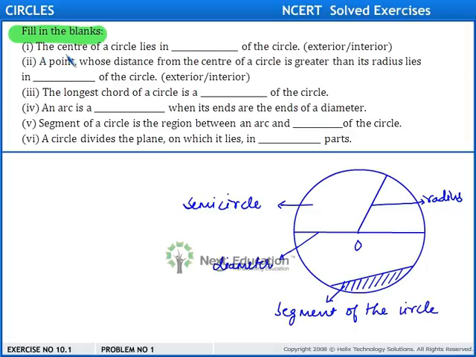The first one is: the center of a circle lies in blank of the circle. Now we know that the center of the circle lies inside the circle. So here the answer is interior.